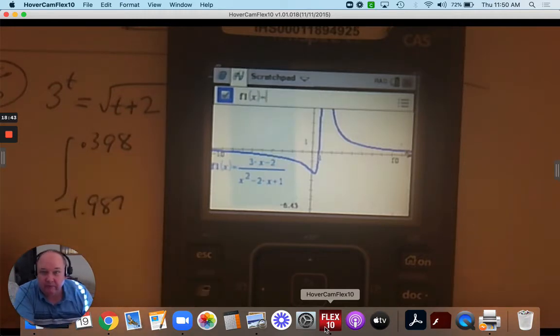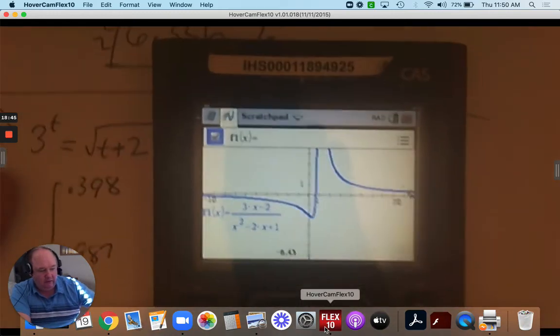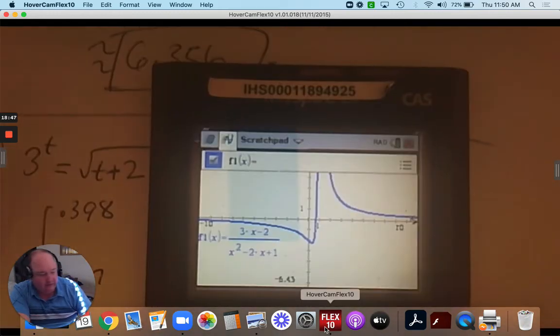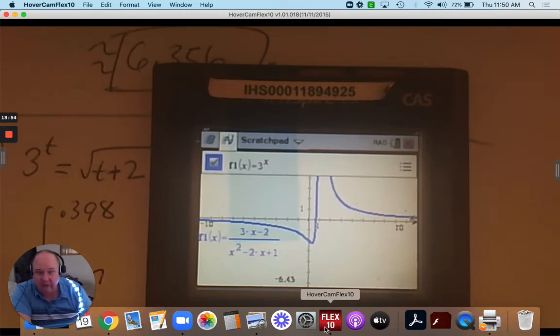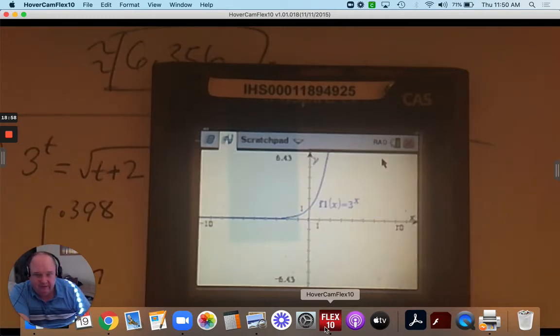There we go. Okay, so I'm going to now just type in 3 to the t, but it doesn't like the variable t. So we're going to go 3 to the exponent x, just that one. So do you see 3 to the x? Press enter so you can see it. Do you see the curve of 3 to the x?